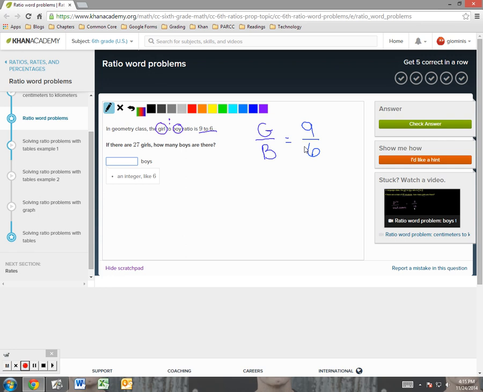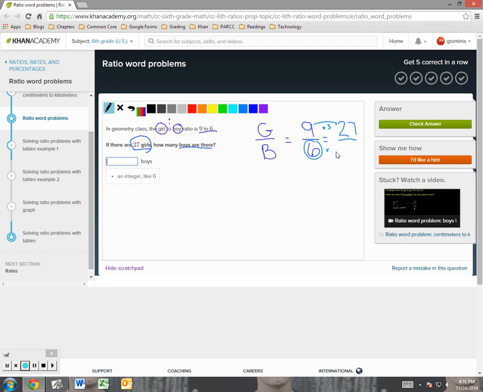Now if there are 27 girls, how many boys are there? Well, I'm going to keep the information that deals with girls on the top part of the ratio. So I'm going to put the 27 on top. Based on what I started with, I see that I have more girls than boys, so I would estimate that my answer here must be less than 27. Now I'm going to try to find a relationship between 9 and 27. What must I do to 9 to make it 27? First thing that pops in my head is multiply by 3.